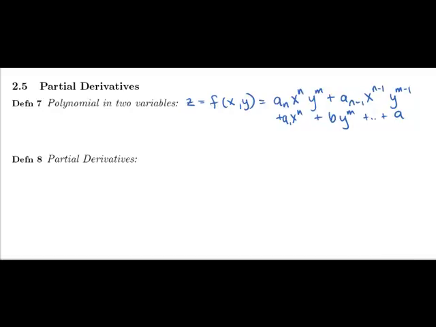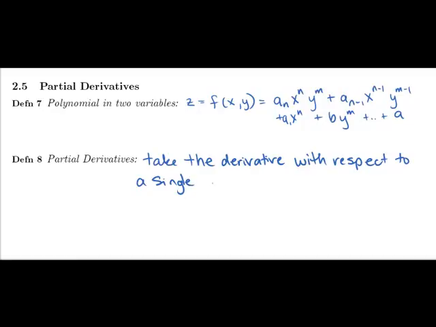A partial derivative is going to take the derivative with respect to a single variable while holding all other variables constant.